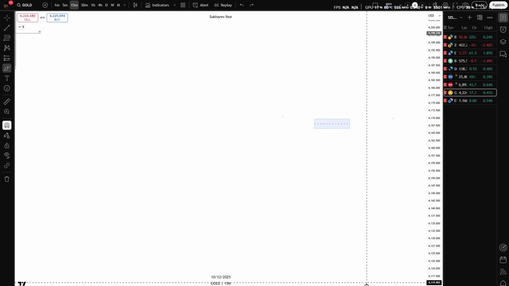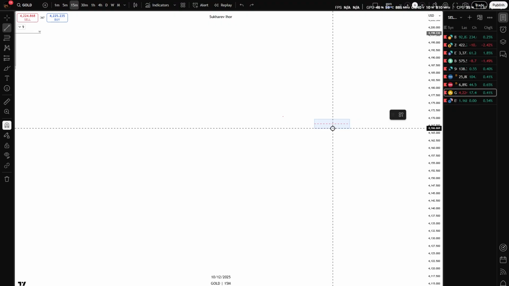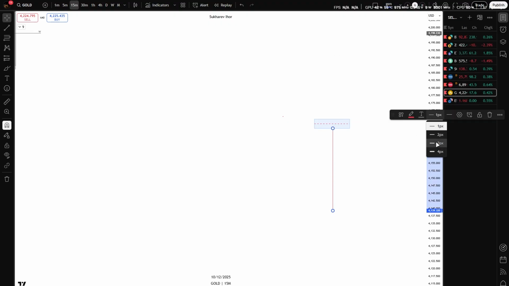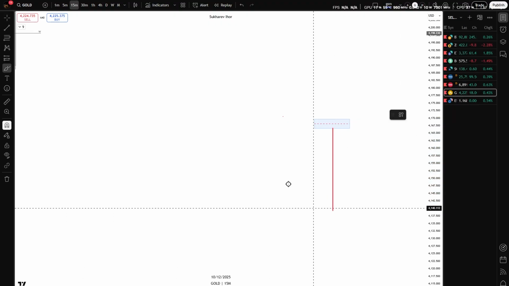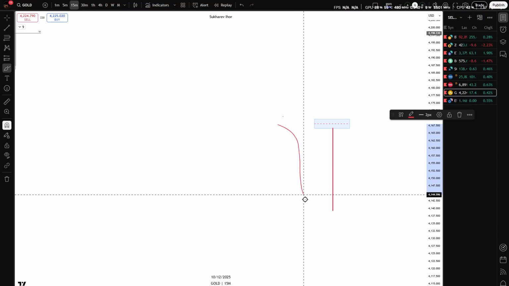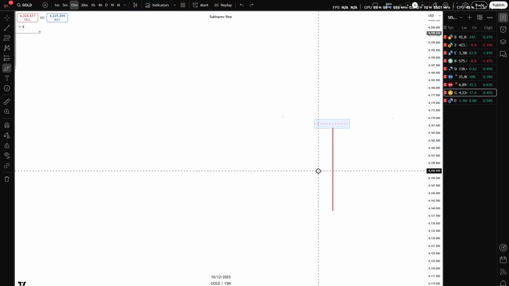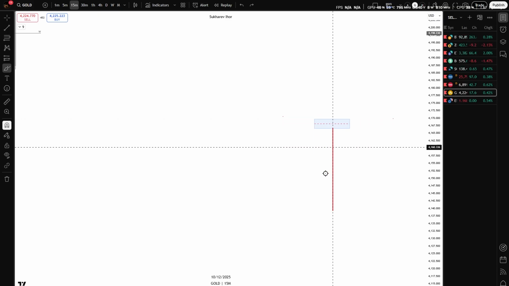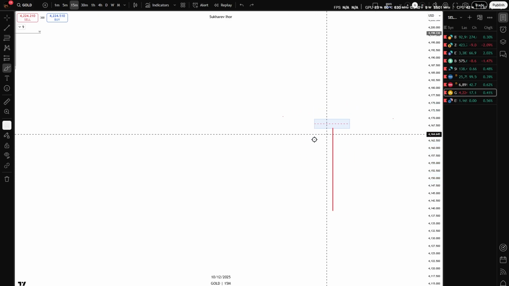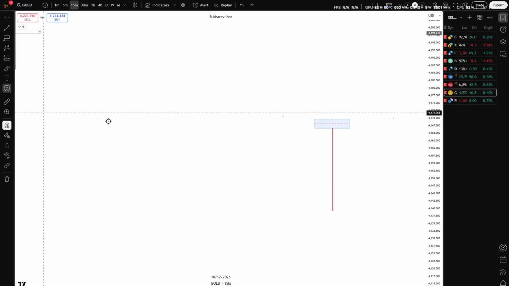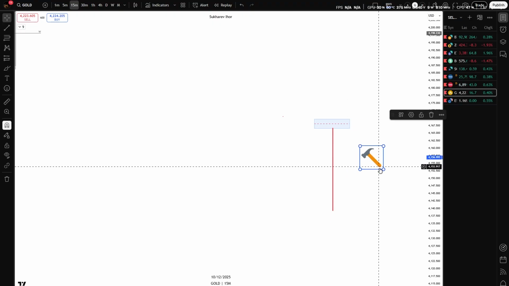And exactly the same vice versa. If you see something like this, it means sellers were trying to kill the price, but buyers won and created what's called a hammer. Can actually make a comparison, using the tools. Boom.